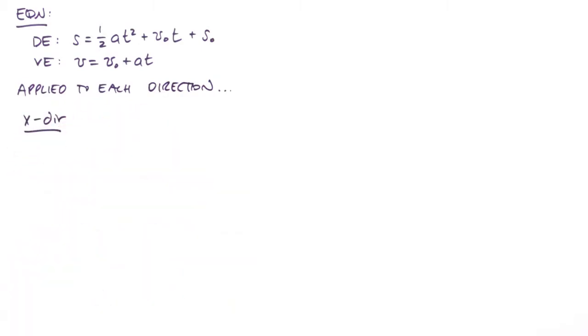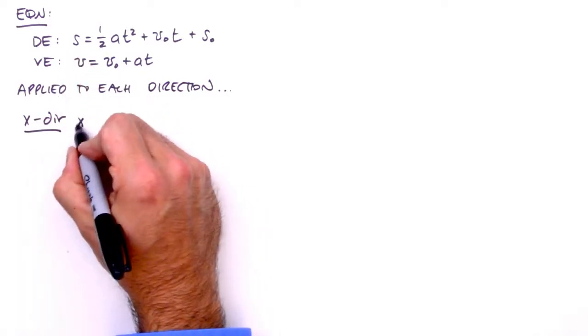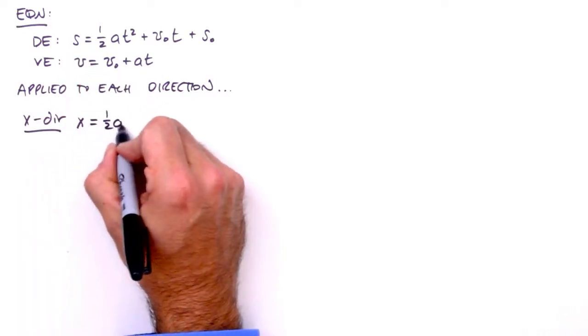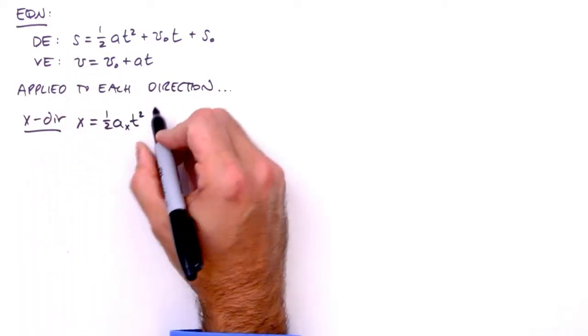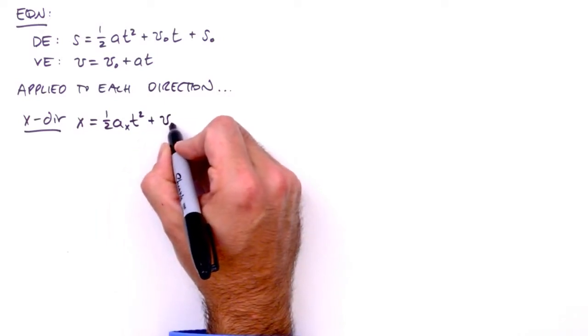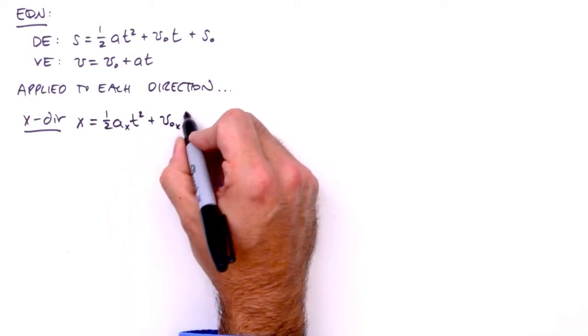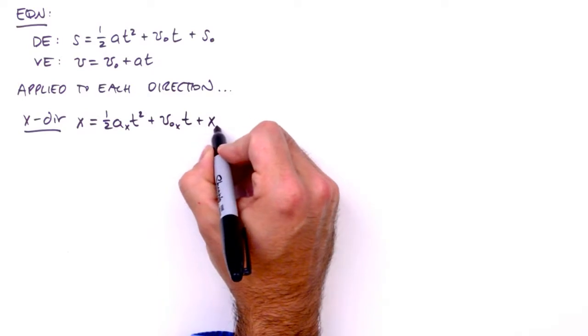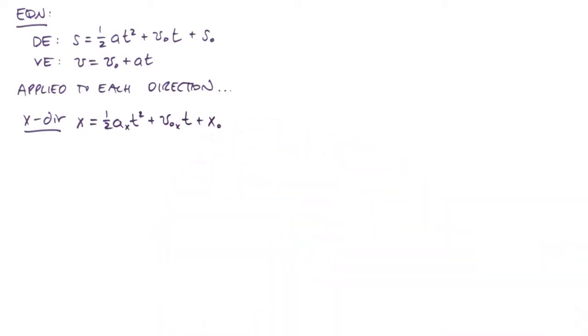So in the x direction, starting with the displacement equation, instead of s, we have x equals 1/2 a sub x, that's the acceleration in the x direction, times t squared, plus v sub o sub x, the x component of the initial velocity, times t, plus x sub o, the initial horizontal position.